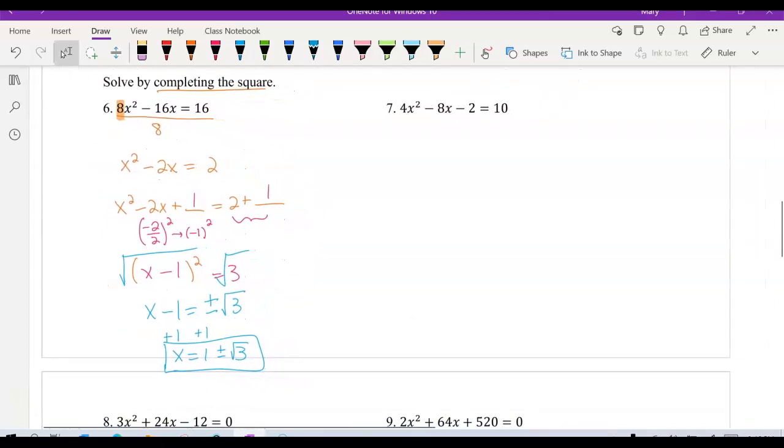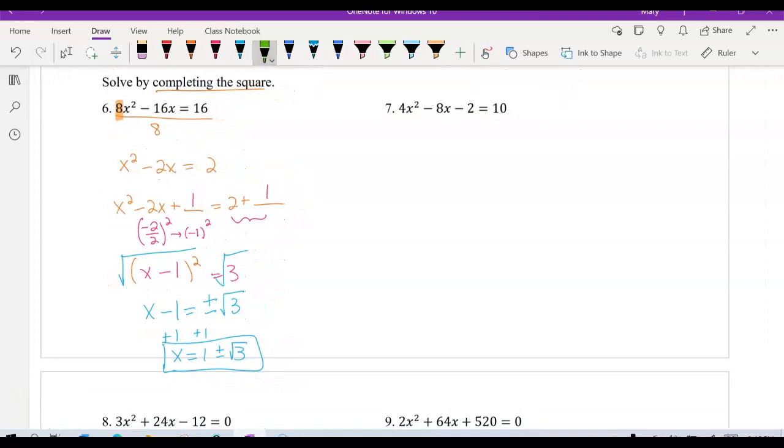So let's go ahead and take a look at number 7. We're going to start off by trying to get it in the right form. We're going to move the c value over to the other side to get 4x squared minus 8x equals 12. We're going to note that we have an a value, and that's a problem, so we're going to divide both sides of the equation by that a value. We get x squared minus 2x, and now we can go ahead and write plus blank equals, we're dividing over there on the other side as well and getting 3 plus blank.